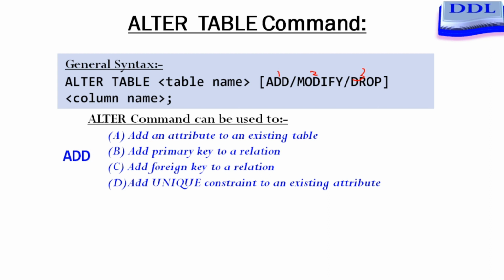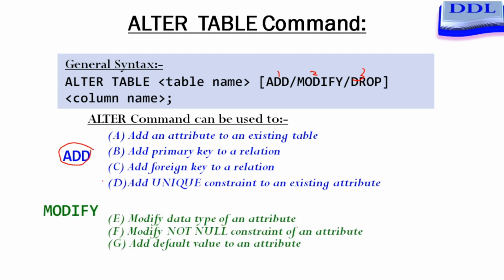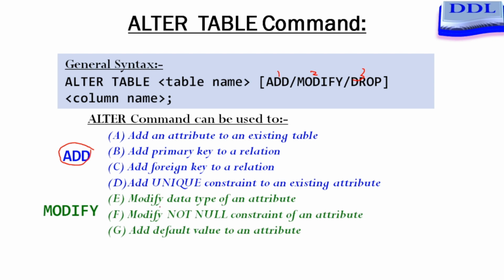The add clause of alter command can be used to add an attribute to an existing table. That is, we can add a new column to the table, or add a primary key to a relation, or add a foreign key to a relation, or add a unique constraint to an existing attribute. These 4 alterations can be done by using this add clause. Next one is modify. Using this modify clause, we can modify the data type of an attribute, or modify the not null constraint of an attribute, or add a default value to an attribute.